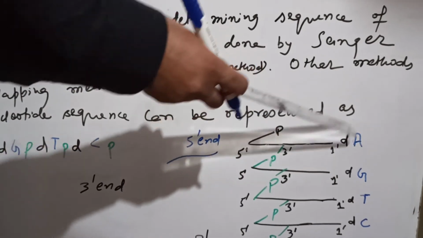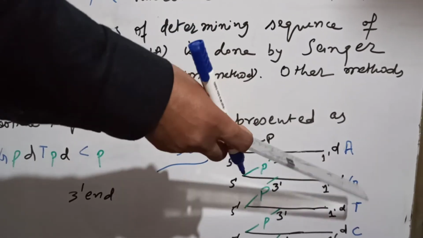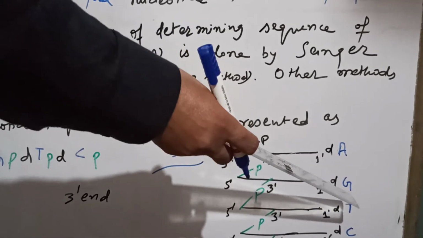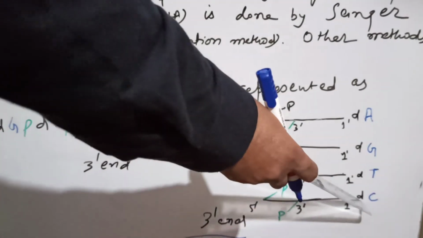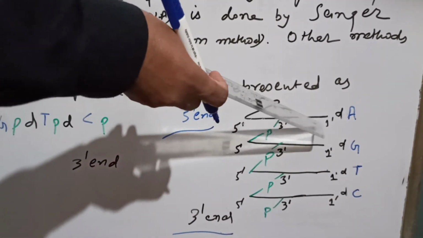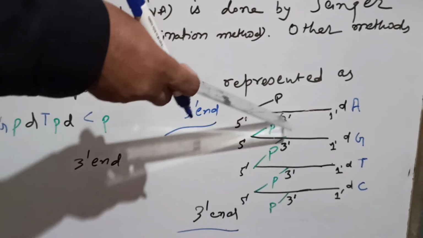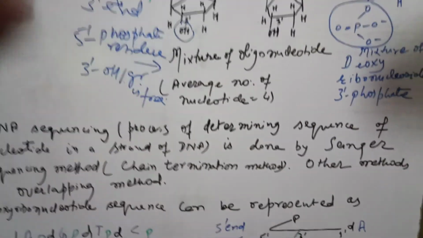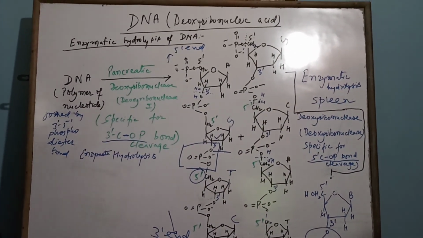At 1 prime you have the deoxy sugar. These are adenine, guanine, thymine and cytosine. D stands for the deoxy sugar, which you represent like this, and one nucleotide is attached to another with a 3 prime 5 prime phosphodiester linkage. So this is all about the primary structure of DNA.